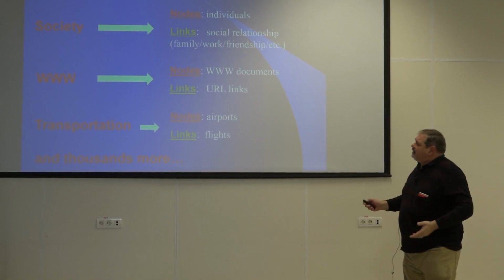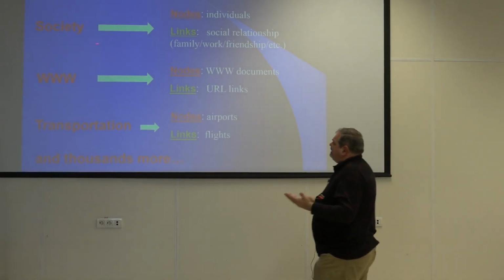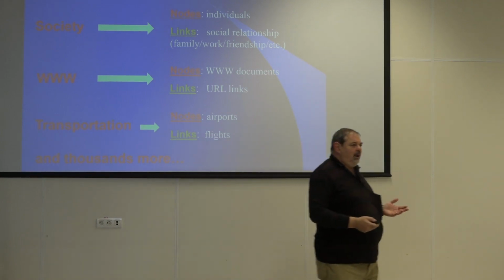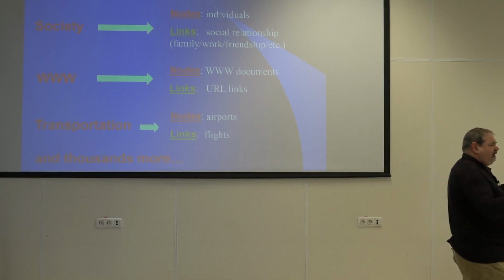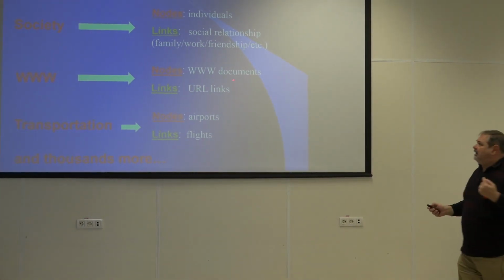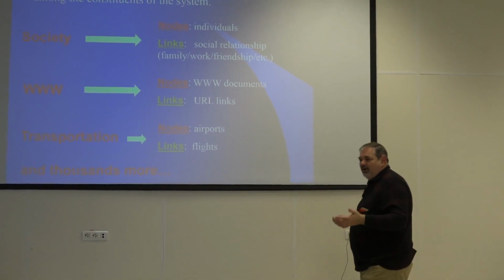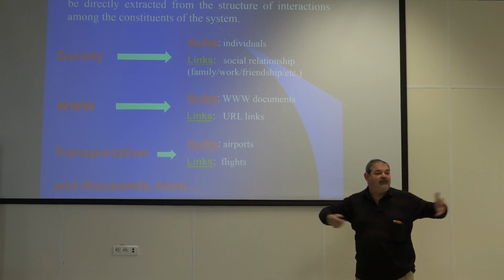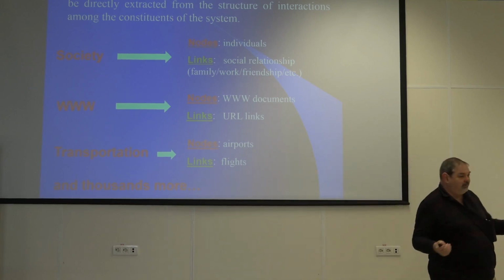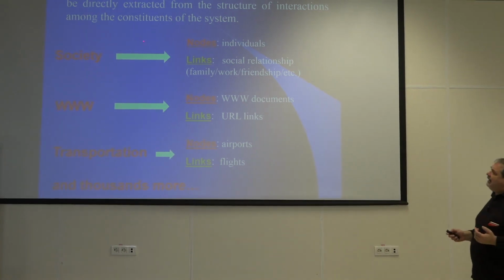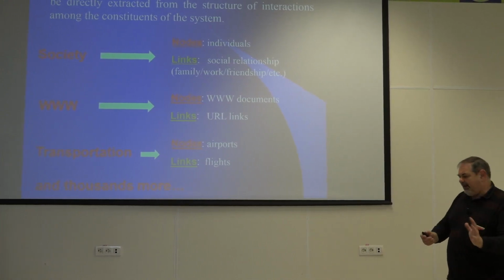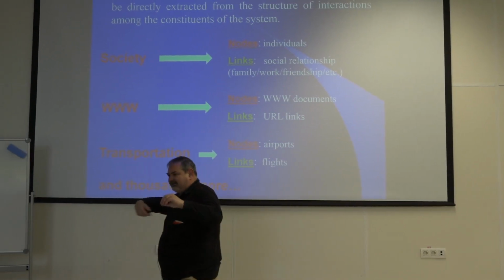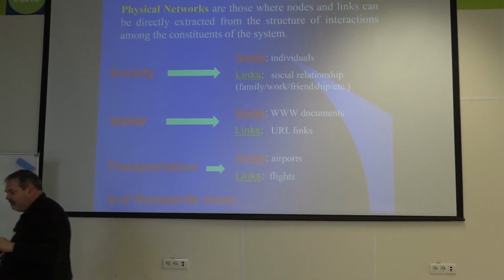For example, social networks are physical networks in the sense that nodes are individuals, me, you, and links are some kind of relationship between these individuals. They can be family relationships, work relationships, friendship, or membership of a given community, or whatever you can imagine. But it's clear that if I have a society, I can immediately represent it as a network made of many individuals and of some relationship between these individuals.